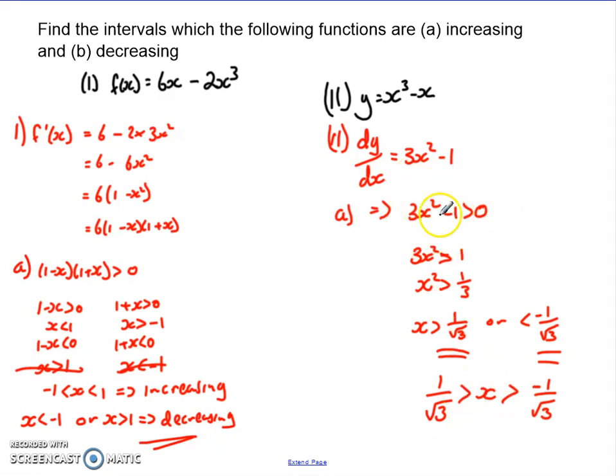So think about it, if we chose x as 0, it would be 3 times 0 squared, so it's nothing, take away 1, well that would be negative. So it's decreasing at that point. So there's your increasing part, there's your decreasing range. We have to bear that in mind when we're working with these.